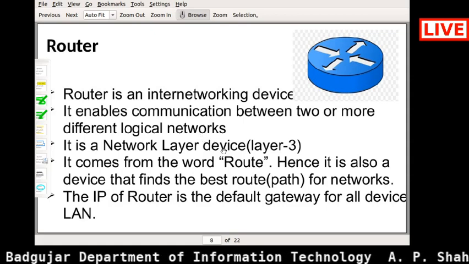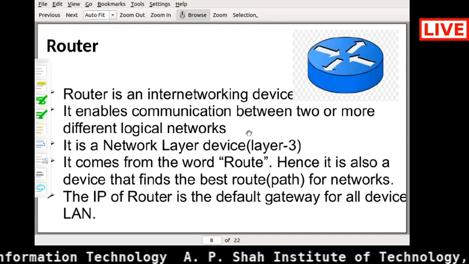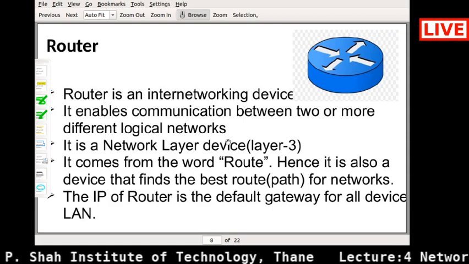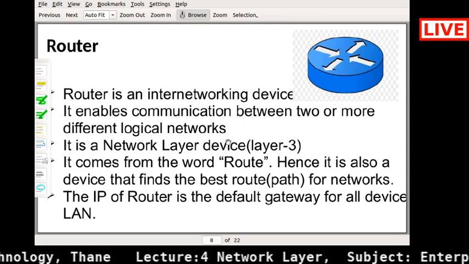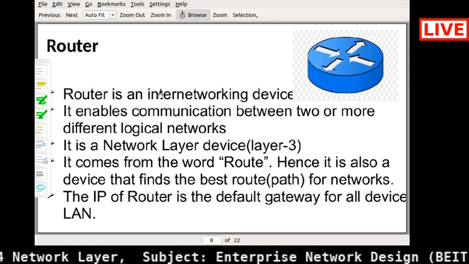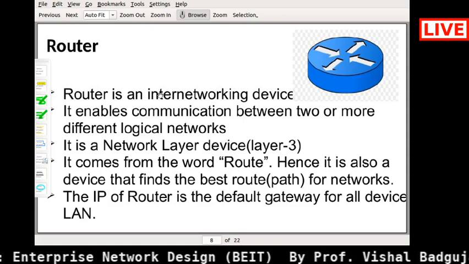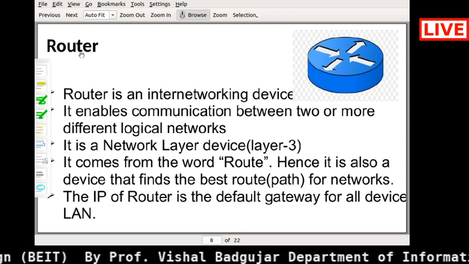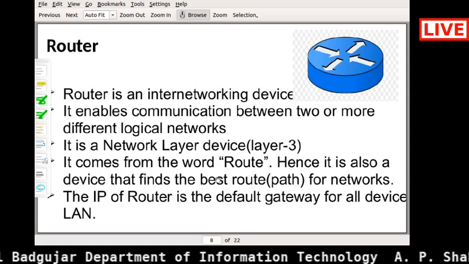Then we will move towards some intermediary devices, that is the router. It is a layer 3 network layer device, which is useful for communication between two or more different networks. It is useful for sending packets between the different networks. Its name is derived from route, therefore it is called a router.